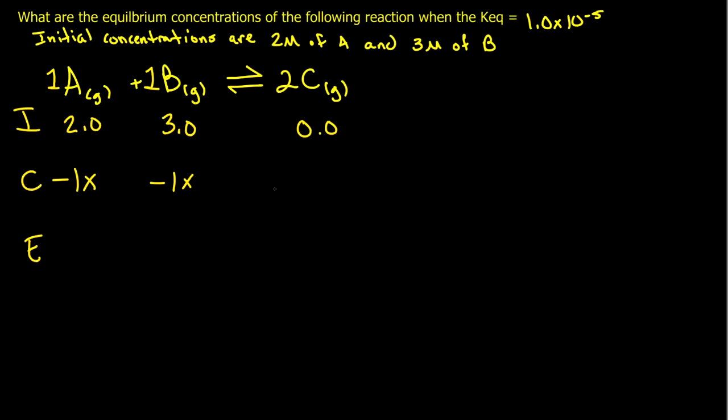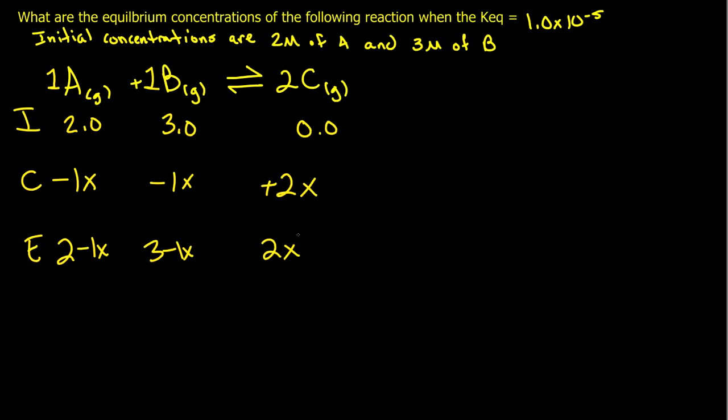C is a product. Products are plus. It's plus by amount. This amount is 2 because there's a coefficient of 2. It's plus by 2 times the amount, and that amount I don't know, so it's x. E is the equation at equilibrium. To get E, I put I and C together. So 2 minus 1x, 3 minus 1x, 0 plus 2x is 2x.